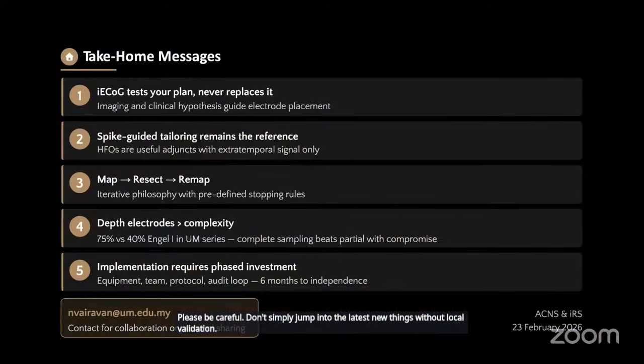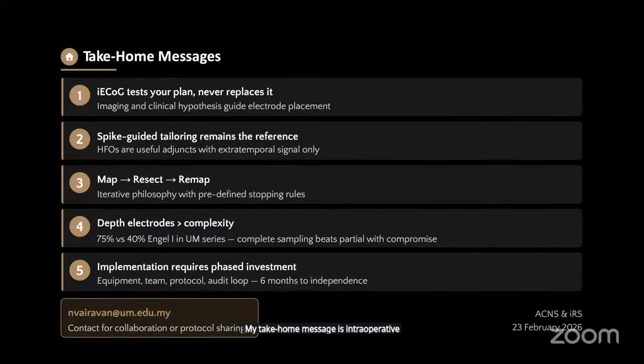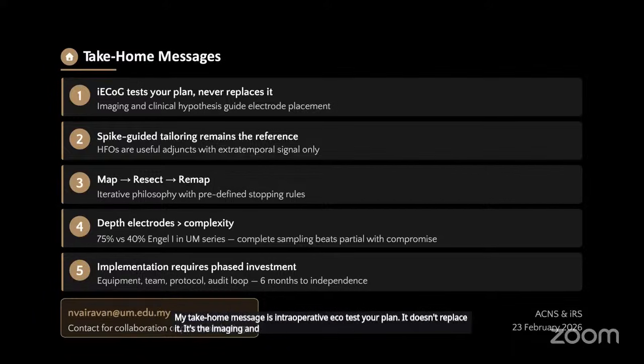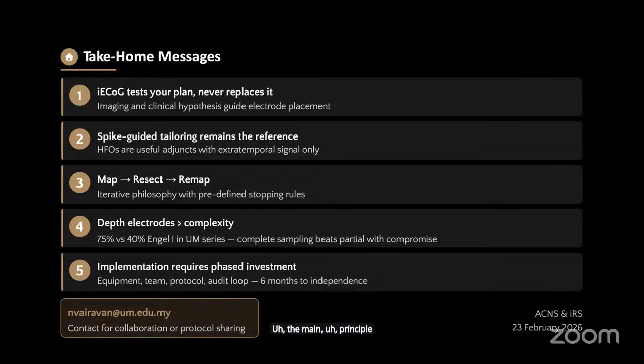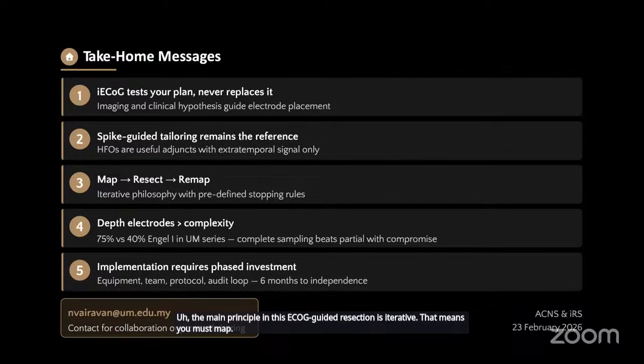My take-home message is intraoperative ECOGs test your plan. It doesn't replace it. It's the imaging and clinical hypothesis that guides electrode placement. Spike-guided tailoring remains the main reference, while HFOs are only used as adjuncts. The main principle in this ECOG-guided resection is iterative. That means you must map, resect, remap, resect, and remap again. And you do it as many times as necessary until you reach a quiescent state.